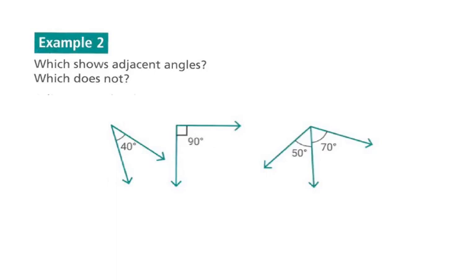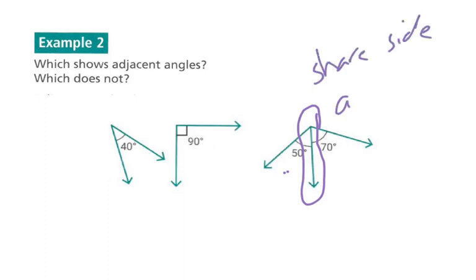Now, on example 2, they want to know which shows adjacent angles and which does not. So on the left-hand side, even though these have been drawn next to each other, they aren't really adjacent. So what makes angles adjacent is that they share one of these lines. And so the angle with 50 degrees and the angle with 70 degrees, they share that same side. So that means that they are adjacent. So if they share a side, they are adjacent.